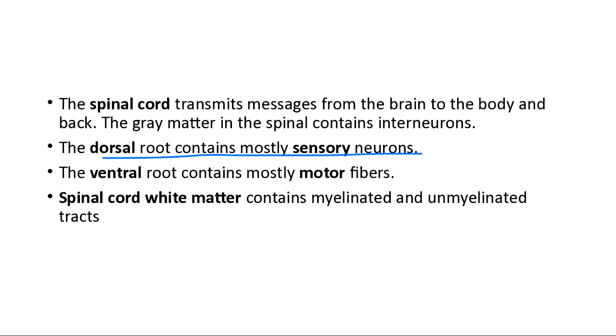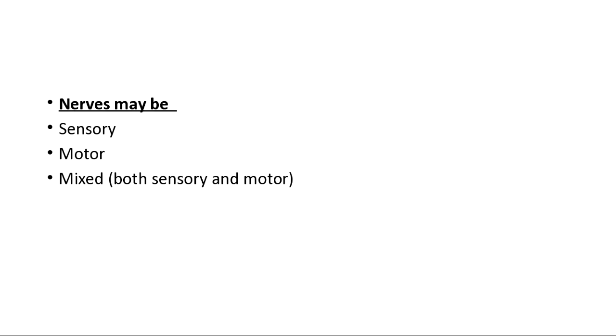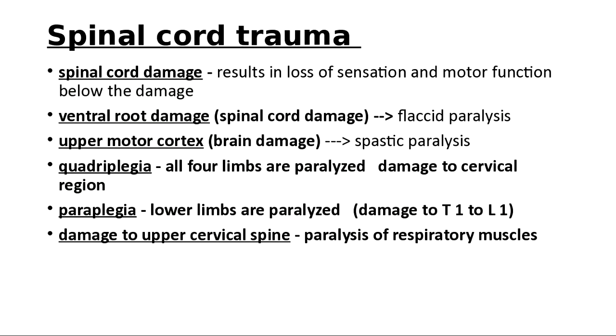Spinal cord white matter contains tracts, myelinated and unmyelinated tracts. Nerves may be sensory, they may be motor, or they may be mixed, both sensory and motor. Spinal cord trauma: spinal cord damage results in loss of sensation and or motor function below the damage. It depends on which part is damaged.